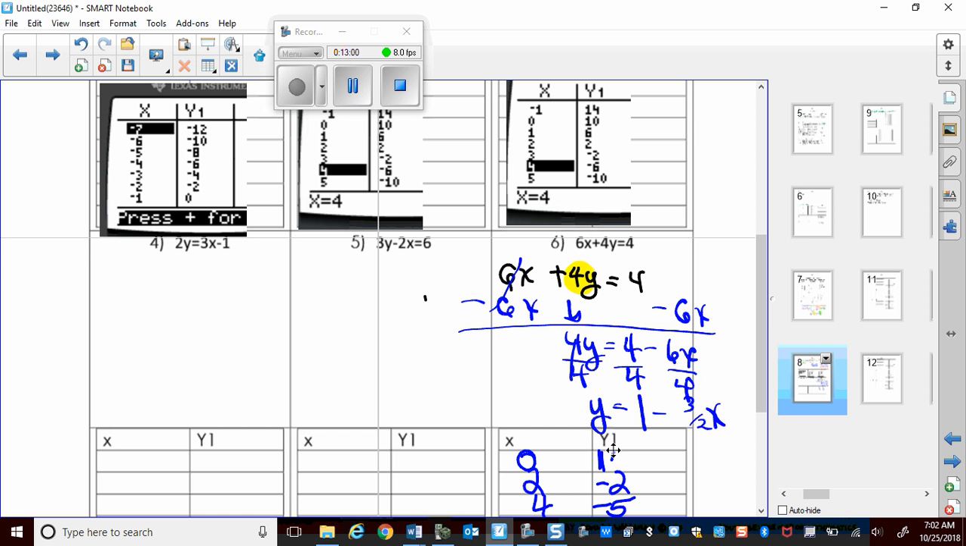Go ahead and finish number 6, complete the table, complete 4 and 5, and move ahead when you're ready.